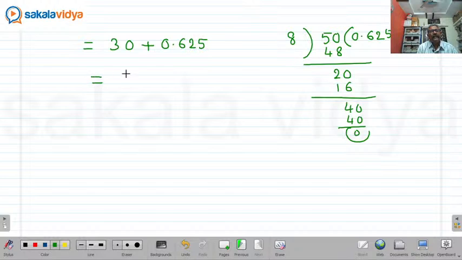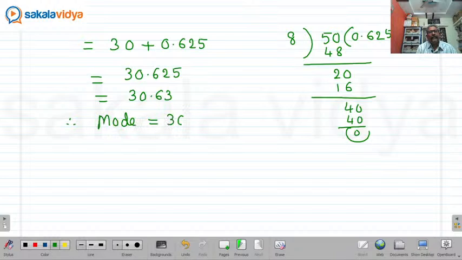So what do you get now here? 30.625. If you round off to two decimal places, this will be equal to 30.63. Therefore, the mode of this frequency distribution is 30.63. So you remember this one. Yes, absolutely correct.